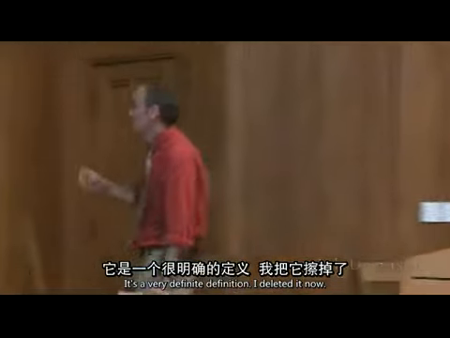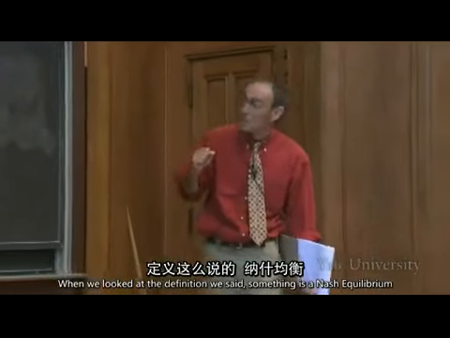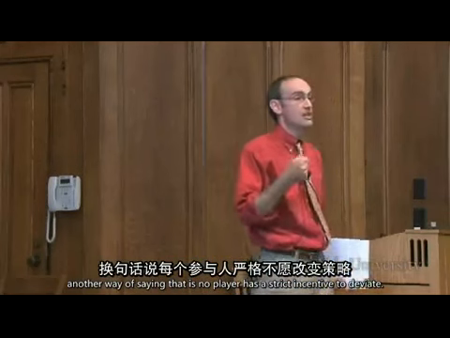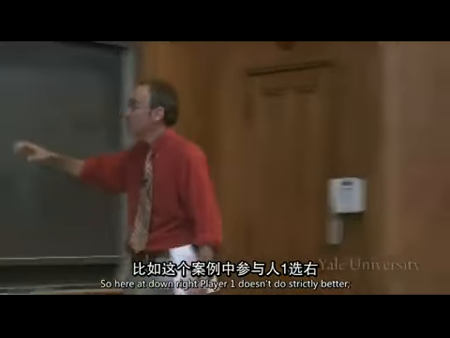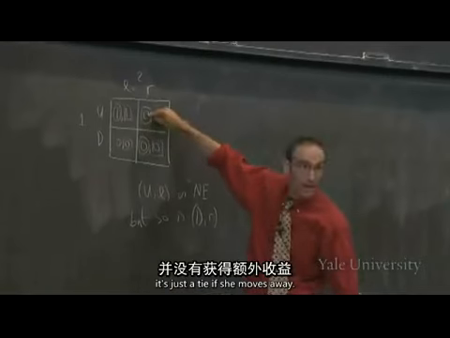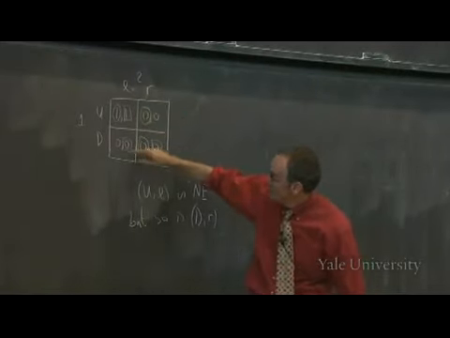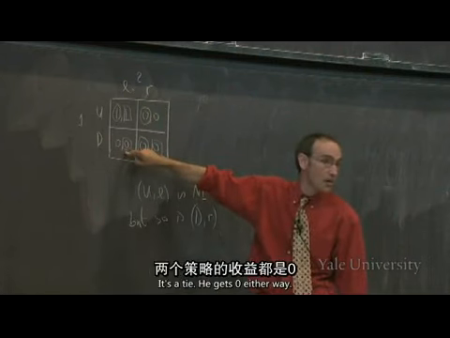When we looked at the definition, we said something is a Nash equilibrium if each person is playing a best response to each other. Another way of saying that is no player has a strict incentive to deviate. No player can do strictly better by moving away. So here at down right, player 1 doesn't do strictly better, it's just a tie if she moves away. And player 2 doesn't do strictly better if he moves away, it's a tie, he gets 0 either way.